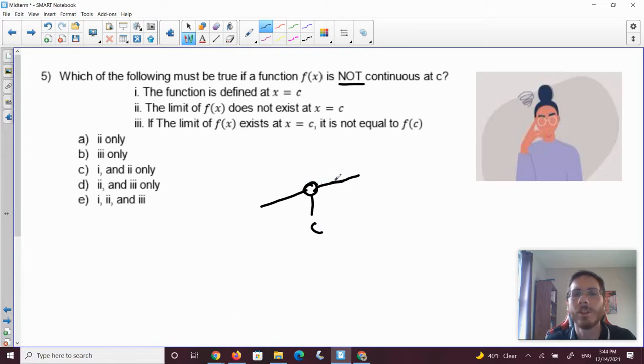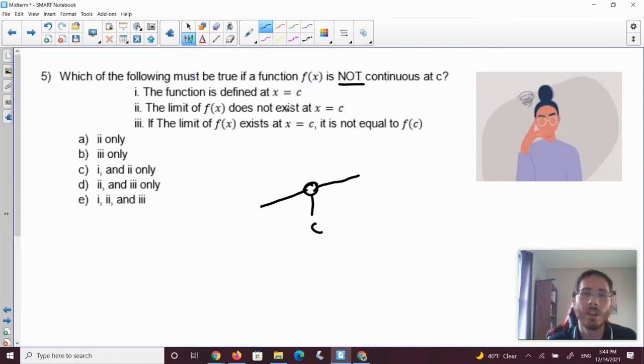However, the limit does exist. It is not continuous, so we don't have to make sure that we're defined at x equals c. Next one says that the limit of f of x does not exist at x equals c. Now for this one might happen. So number 2 doesn't really follow a must. So if the limit of f of x does not exist at x equals c, it's not a given necessarily that we are not continuous at x equals c.